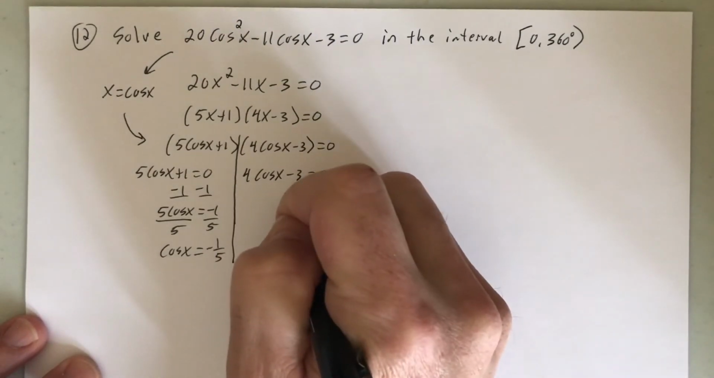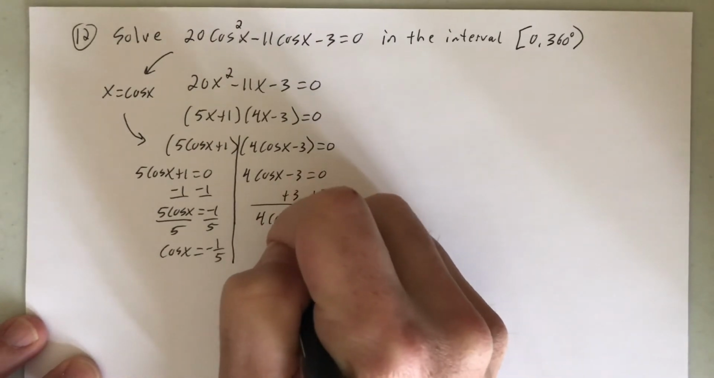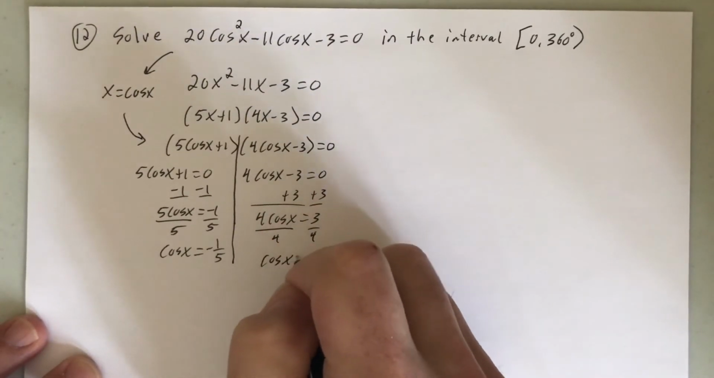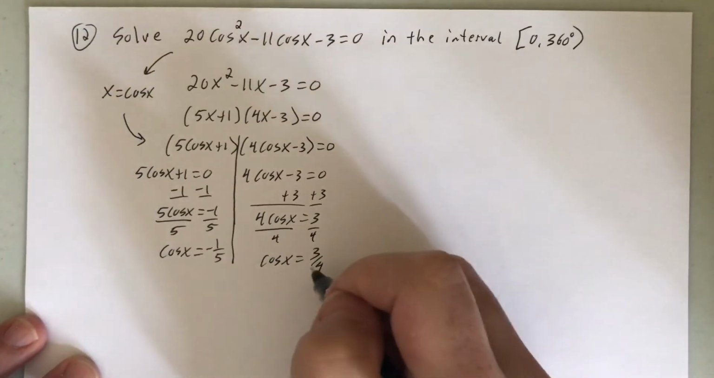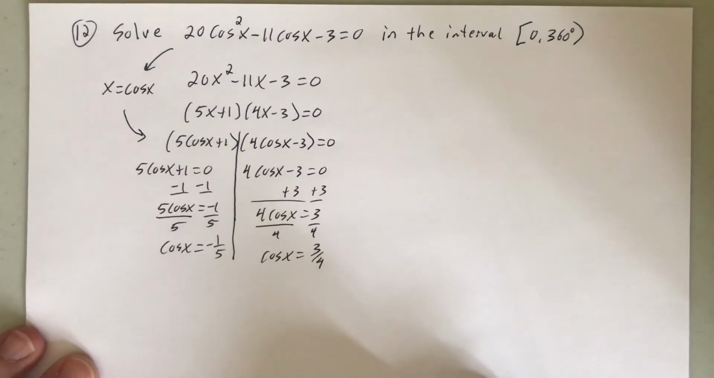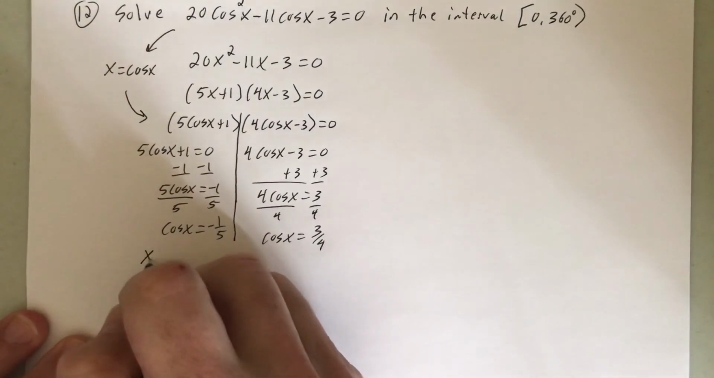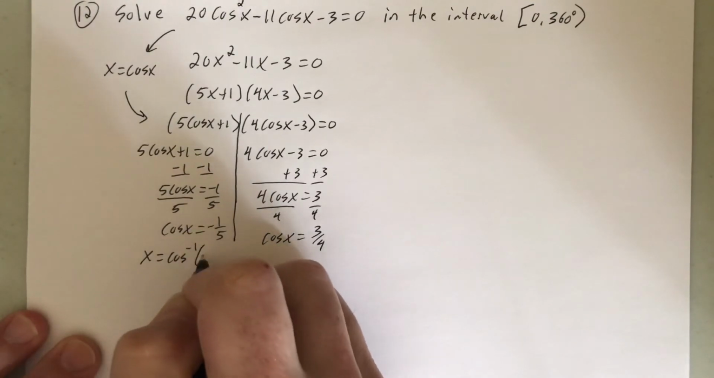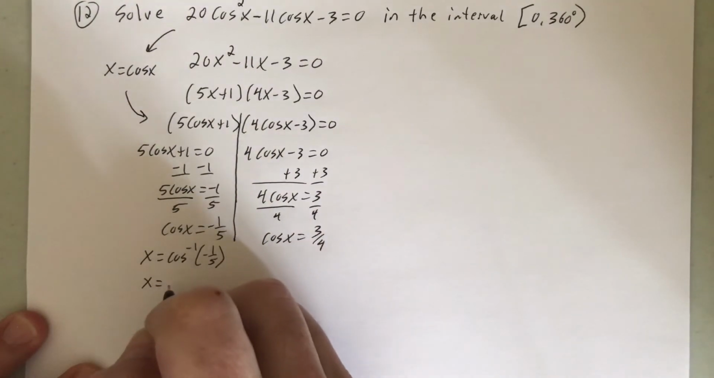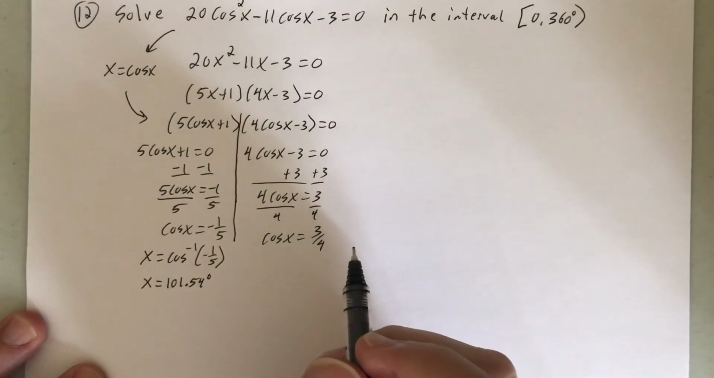And then here, we're going to add 3. So 4 cosine x is equal to 3. Divide by 4. So cosine x is equal to 3/4. Again, that's good. It's between negative 1 and 1, so we're going to get some answers for that. So at this point, we're going to go ahead and do the inverse of both of these. So if I do the inverse, I get x is equal to cosine inverse of negative 1/5. When you do that, you're going to get x is equal to 101.54 degrees.